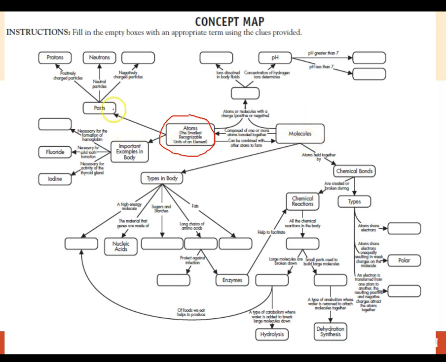All right, so let's start with what are the parts of an atom. We have protons, which have a positive charge. We have neutrons, which are neutral, and which is the negatively charged particle? Correct. Electrons. Okay.